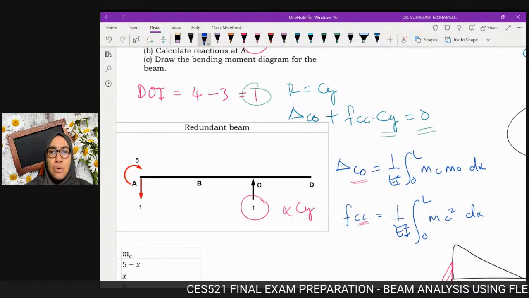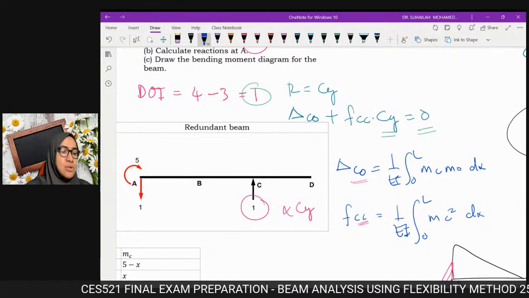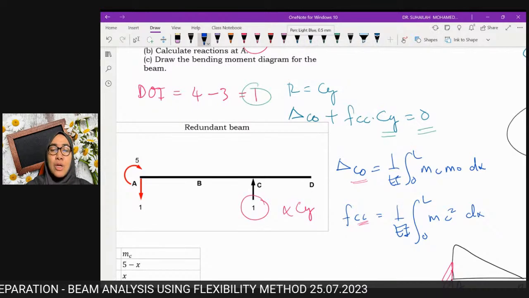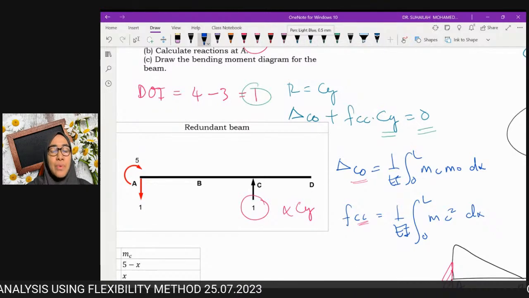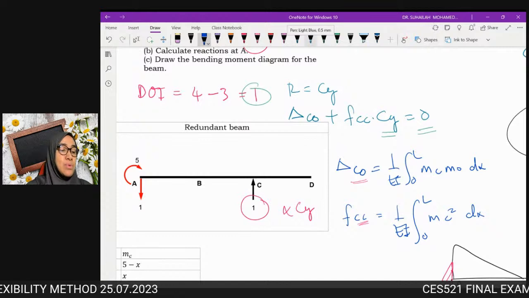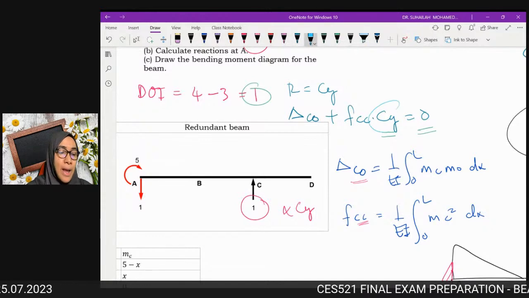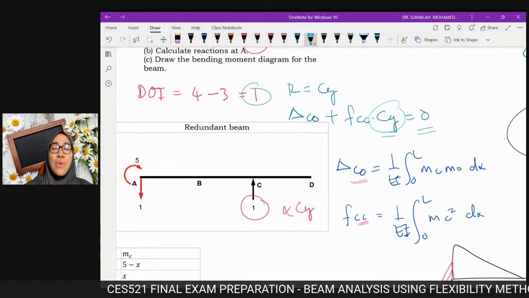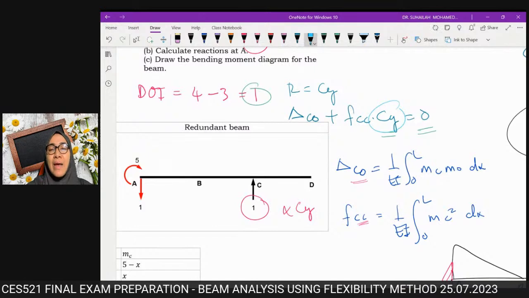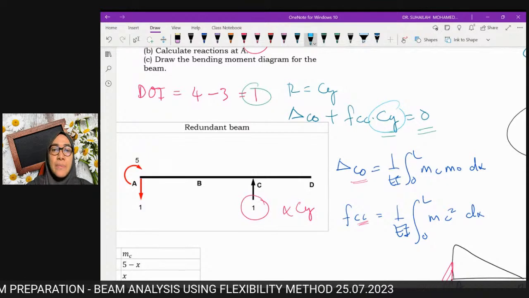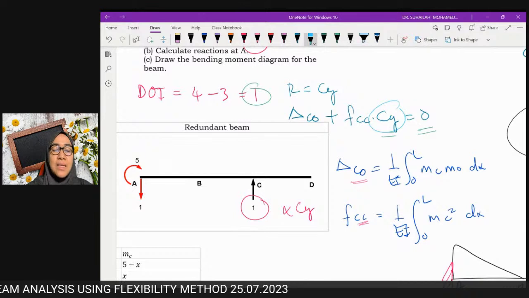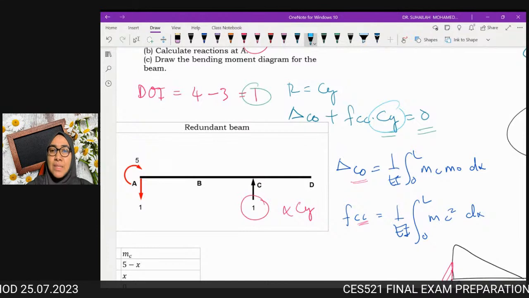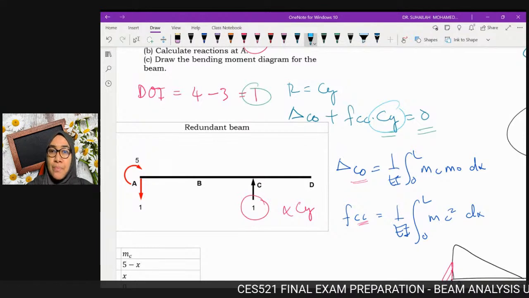Okay, so the outcome, the goal that we want to achieve is to calculate CY. And how to achieve this? We have to have delta C naught and FCC. Under delta C naught and FCC, there are two moment equations. One is MC, one is M naught. So what is MC? What is M naught?